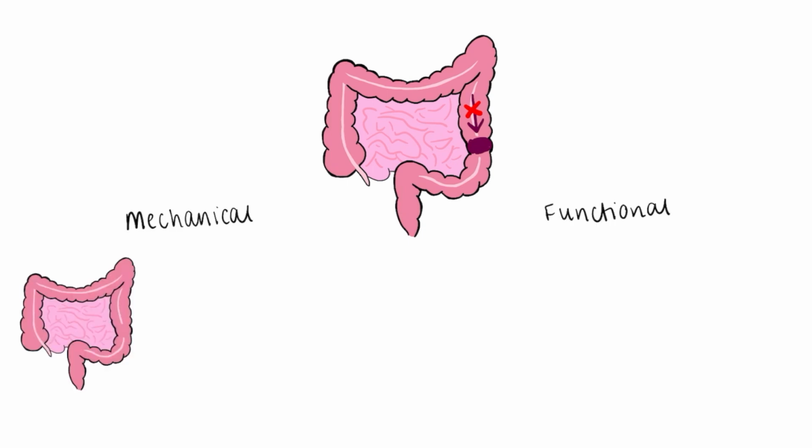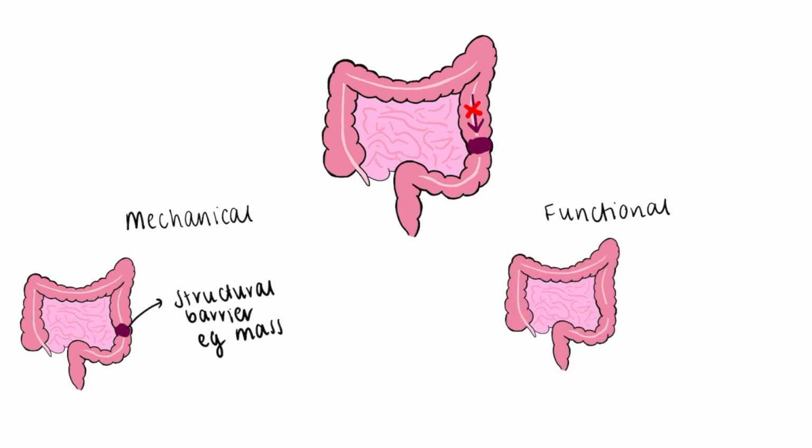Mechanical obstructions involve a structural barrier, for example a mass, which physically inhibits the normal passage of contents through the bowel. A functional bowel obstruction, known as a paralytic ileus on the other hand, occurs when there is impaired peristalsis, even though there is no physical blockage. Peristalsis refers to the constriction and relaxation of smooth muscle within the bowel, creating wave-like movements that propel digestive contents through the intestine. The common causes of bowel obstructions differ between the small and large bowel.